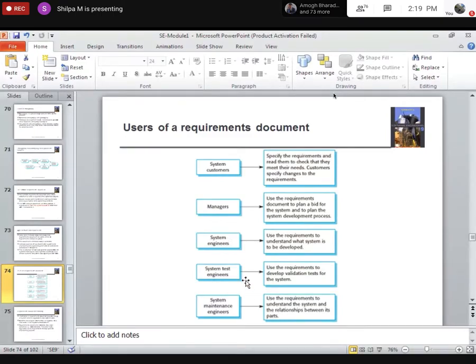It is not like each and every person who wants to know how the system works will go to the customer. No, they will see the requirements document, understand what the system should do, and based on that, they will come up with how the system should achieve that functionality.